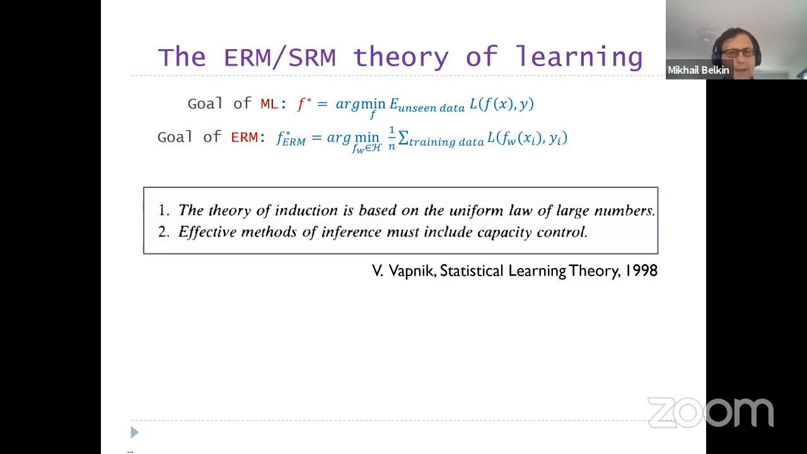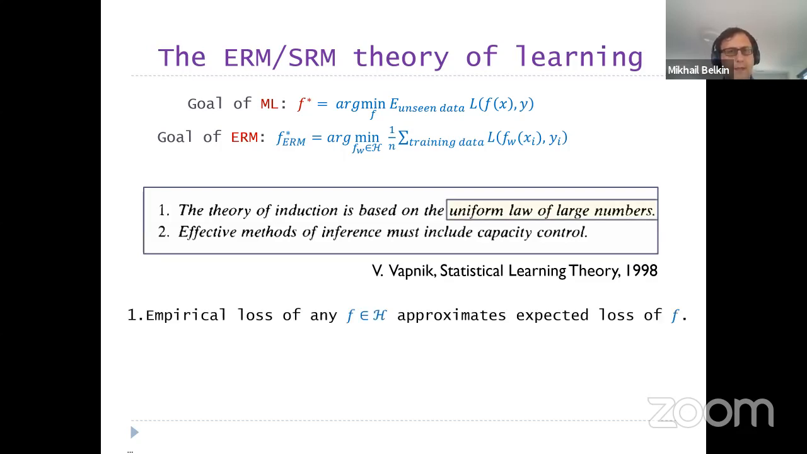That's one. And effective methods of inference must include capacity control. So to unpack this, what is the uniform law of large numbers? Uniform law of large numbers simply means that for my class of functions H, empirical losses for any F in this class of functions approximate the expected loss of F. That's exactly a uniform law of large numbers.